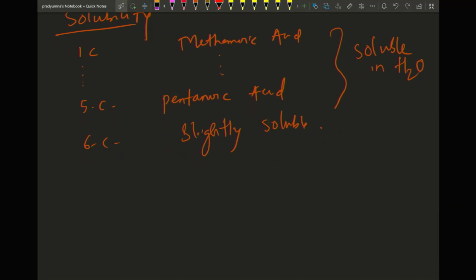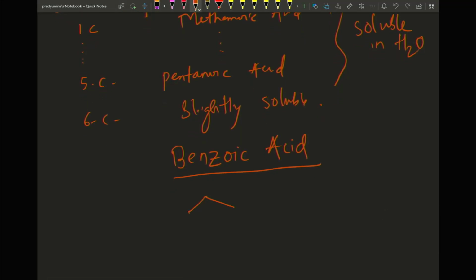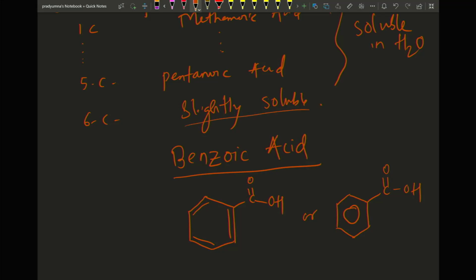If you have benzoic acid, this is a carboxylic acid, but it has a benzene ring as well. So for this benzoic acid, I'm going to draw the structure here. Remember the benzene ring? Benzene ring has alternating double bonds and then you have a carboxylic acid attached to it. So you can write it like this or you can write it like this. If you have a circle in the middle, that also becomes benzoic acid. This is also slightly soluble, just like 6 carbon atoms. All right, so let's stop here.